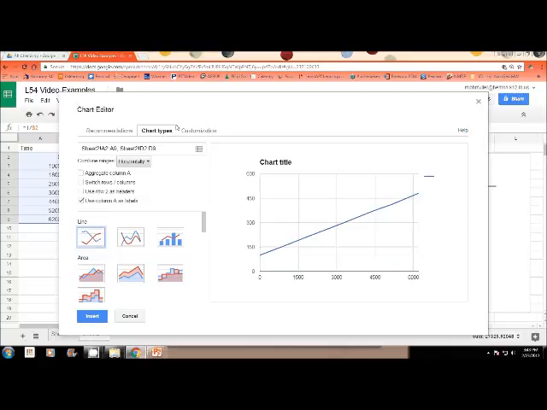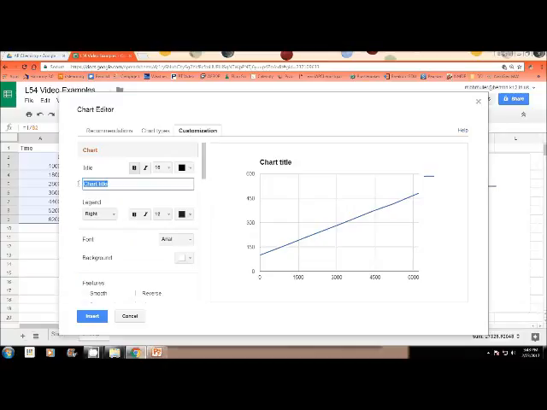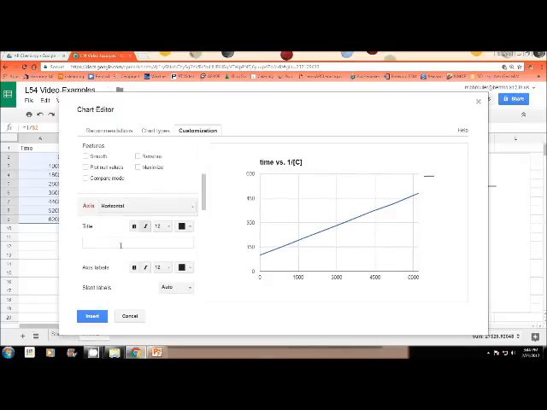Hey look, that looks pretty linear to me. More linear than the last one at least. So this time is time versus the inverse of C, so 1 divided by the concentration of C. And then labeling my axes.